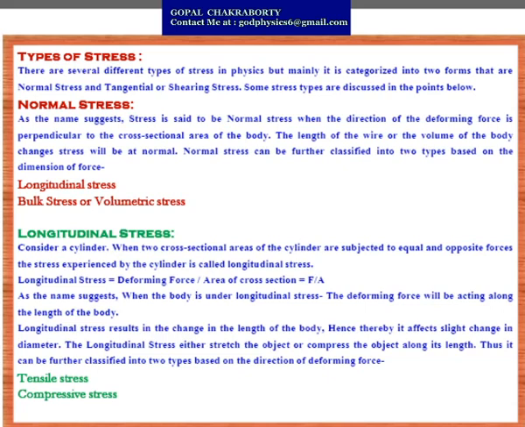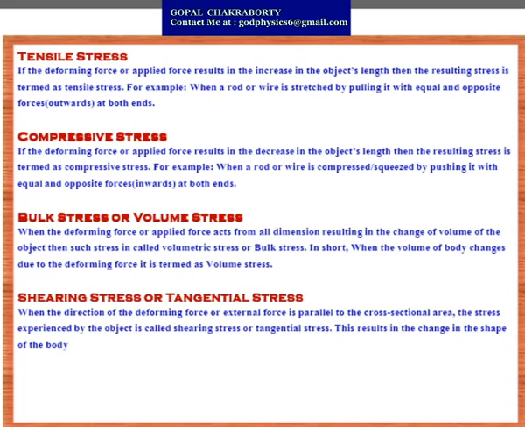Thus it can be further classified into two types based on the direction of the deforming force: one is tensile stress and another one is compressive stress. What is tensile stress? If the deforming or applied force results in an increase in the object's length, then the resulting stress is termed tensile stress. For example, when a rod or wire is stressed by pulling it with equal and opposite forces at both ends.